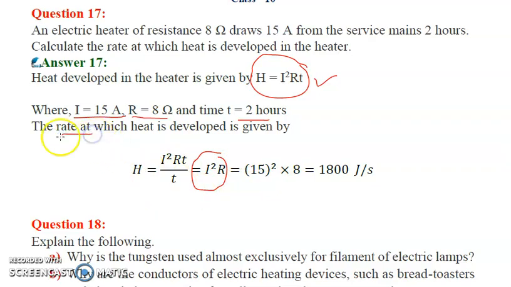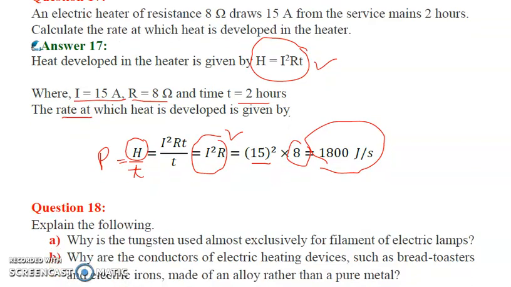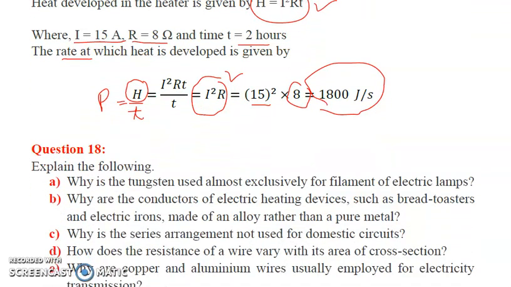Rate means power. इस चीज को आपने ध्यान में रखना है. It will be heat upon time and basically rate means power. So power we have to calculate by using this formula I square into R, where current I is 15 ampere, 15 square into resistance, which is 8 ohm. So this will be your 1800 joule per second. Heat का unit होगा joule और time का unit होगा second. SI unit of course. So this will be your final answer. 1800 joule per second.